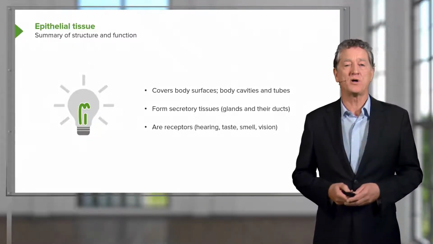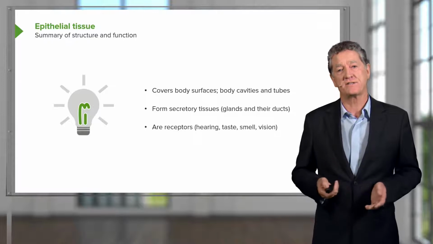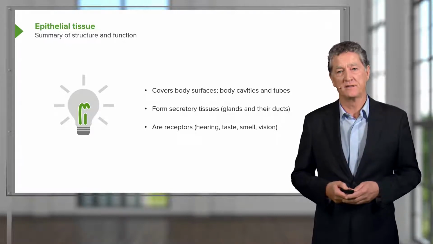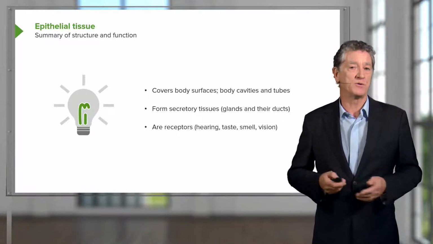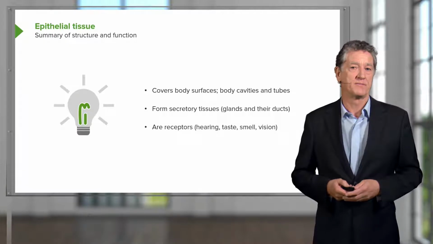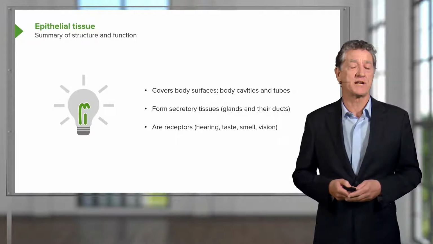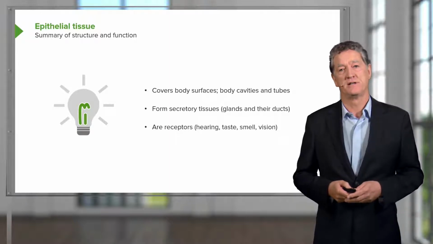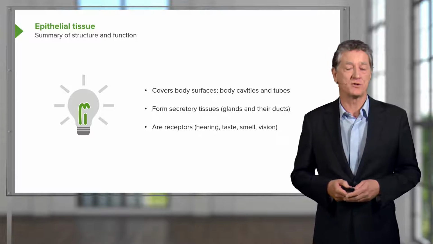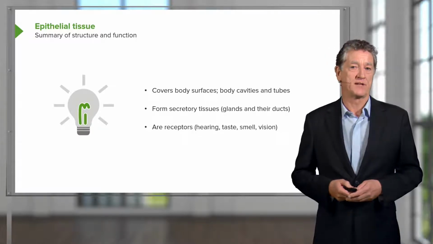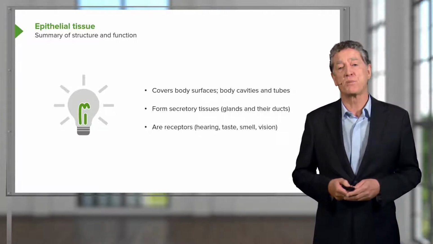Epithelia lines the body cavities, such as the thoracic cavity, the pleural cavity, and the abdominal cavities. It also lines tubes. Some of those tubes are external to the body, such as the respiratory passages, the gastrointestinal tract, and some tubes are internal, such as blood vessels.